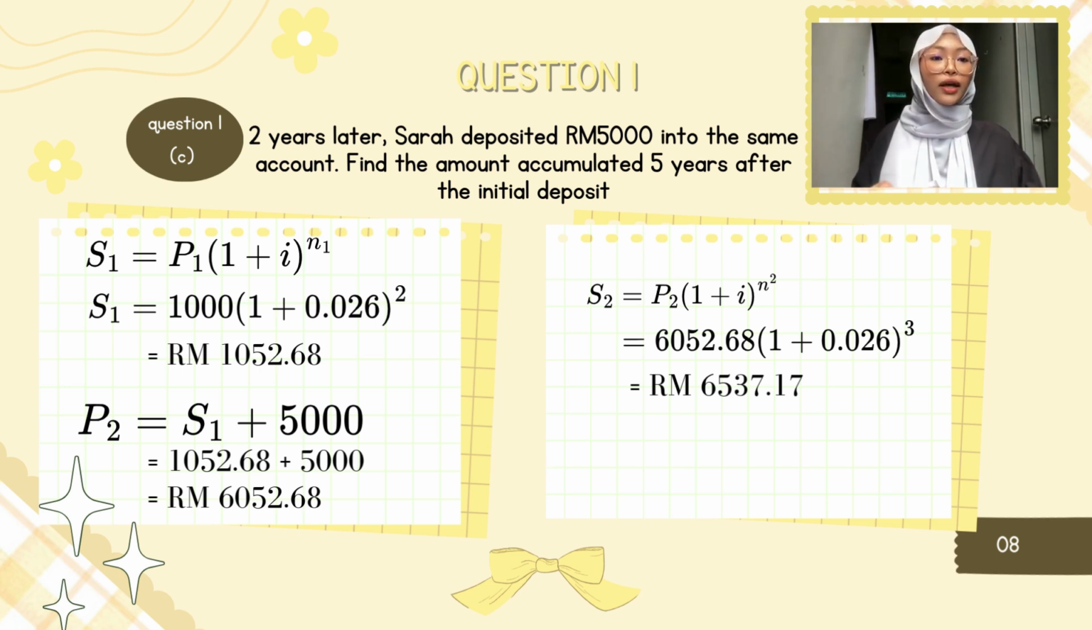Okay, so let's proceed with the second formula, which is S2 equals P2(1 + I)^N2. How to get P2? P2 equals S1 plus 5,000, which is 6,052.68 times (1 + 0.026) to the power of 3. So the answer for S2 is RM6,537.17.